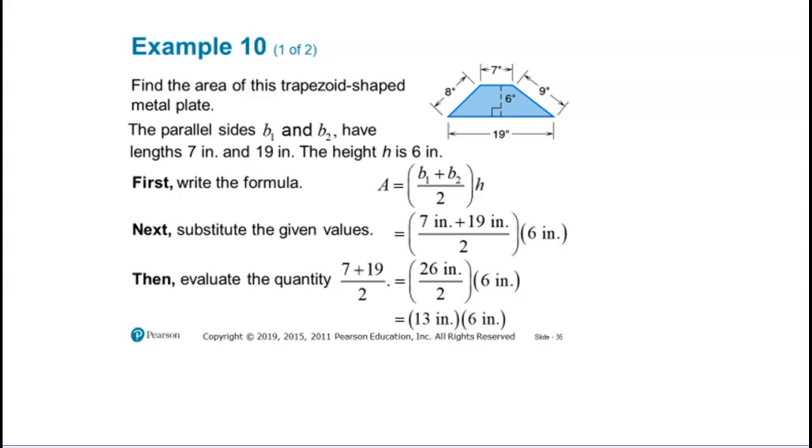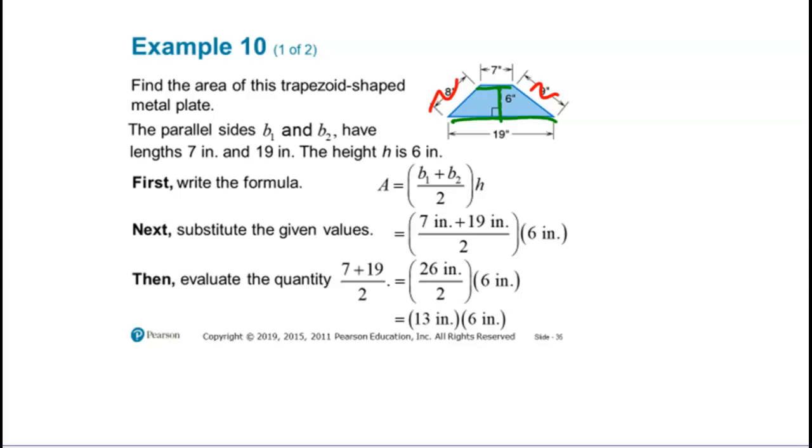In this case, we're finding the area of the trapezoid shape of a metal plate. We have B1 and B2, and we also know the height. Notice that you don't need the slanted sides to find the area. When we go for the perimeter, you would need those, but for right now, all you need is B1, B2, and the height.